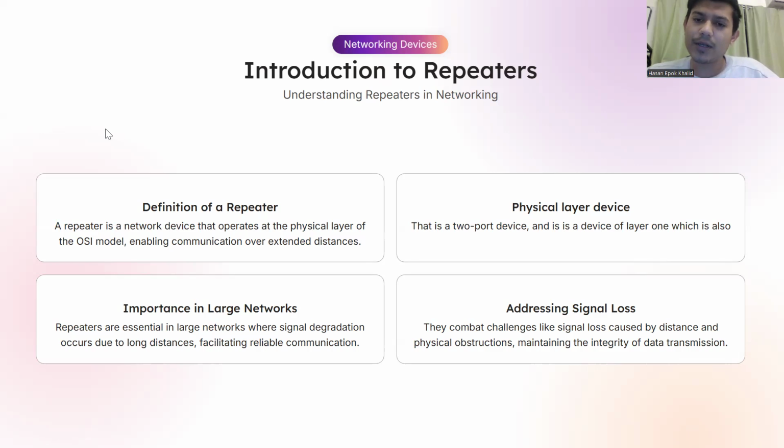And these repeaters also address signal loss, because when a signal is transmitted from a device, after some distance the signal becomes weaker and weaker. To regenerate this signal and transfer it over a further distance, we need to use these repeaters.